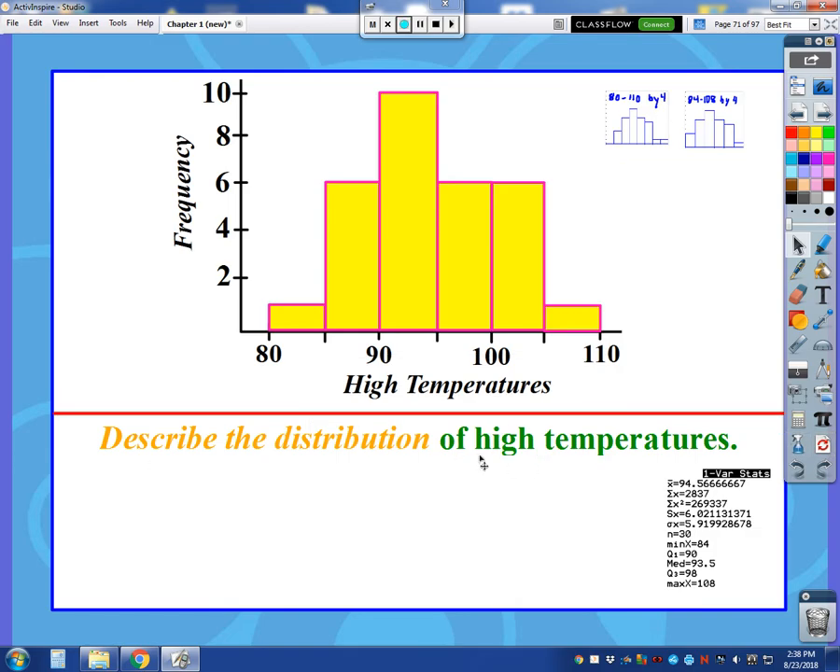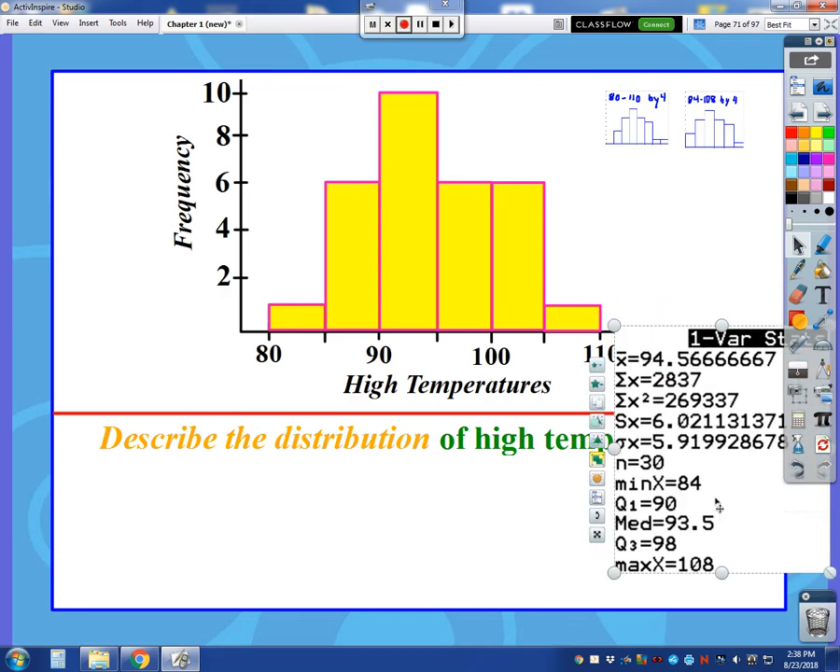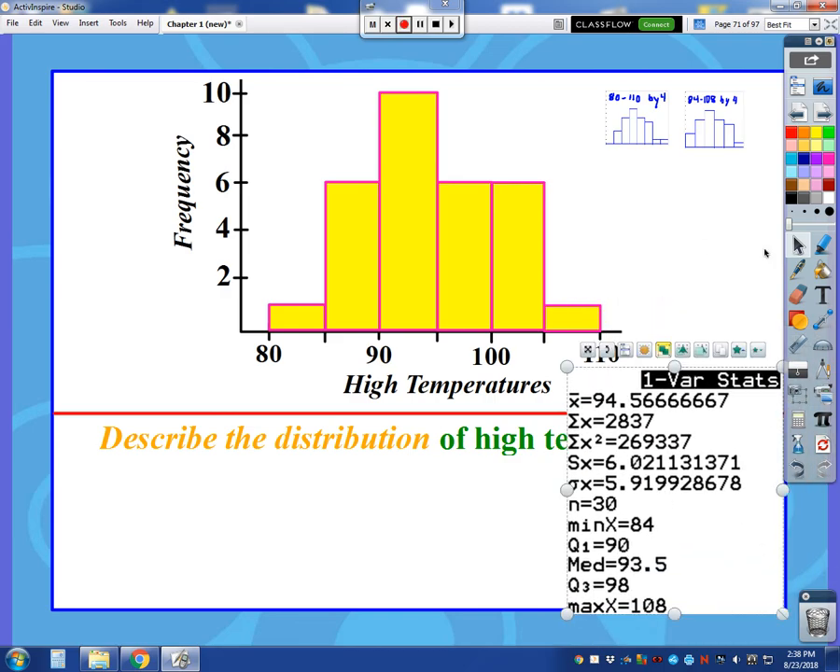So now I've got not really a question here, but a problem. It says to describe the distribution of high temperatures. I've already done some statistics in my calculator using my one variable stats, and I now have a nice shape of my distribution to go by here. So first let's start with the shape so we can describe our SOCS. What shape might I call this distribution?